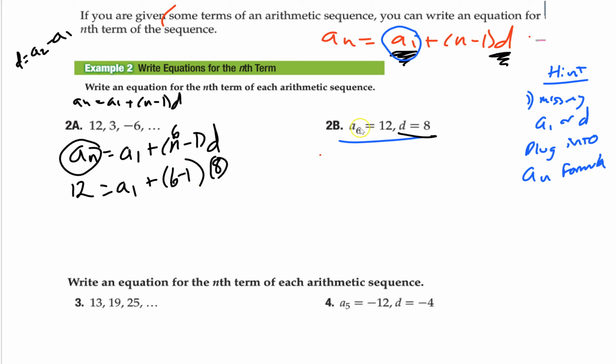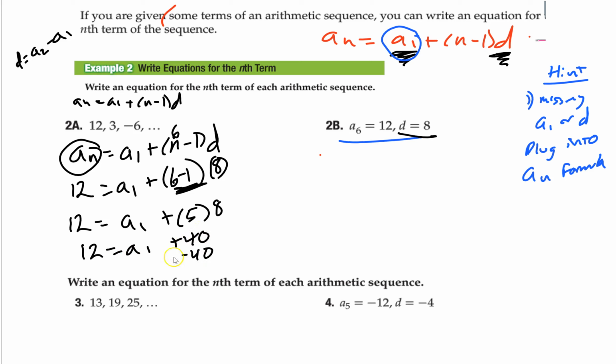Again, when you plug in 6, it equals 12. And my common difference is 8. Look at here, the only thing you're missing is A1. So let's do some math. Do this first over operations, and I get 12 equals A1 plus 40.